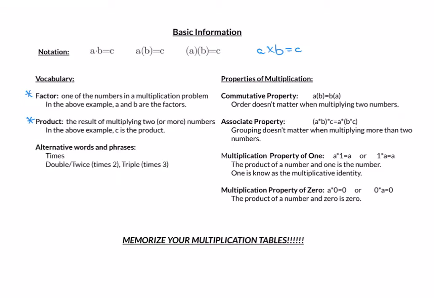We also have some special properties that refer to multiplication. We have the multiplication property of 1. Anything times 1 is itself. This is not needed for this class, but you will see it later on in your future math classes. We call 1 the multiplicative identity. And the last one that we have is the multiplication property of 0. Anything times 0 is 0.